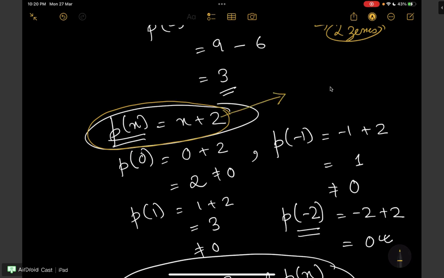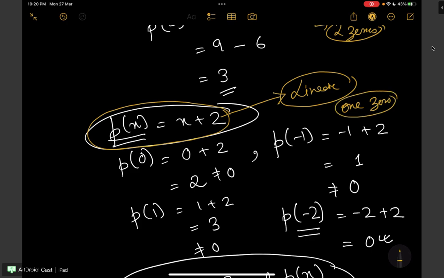But this particular expression P(x) equals x plus 2, what type of equation is this? This is a linear equation or a linear polynomial. Why? Because the degree of this particular polynomial is 1. And in the previous class, we have already learned that if the degree of a polynomial is 1, that type of polynomial is known as a linear polynomial. And the linear polynomial has only one zero.